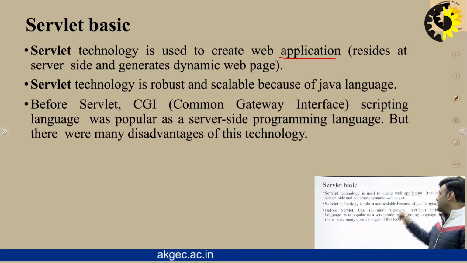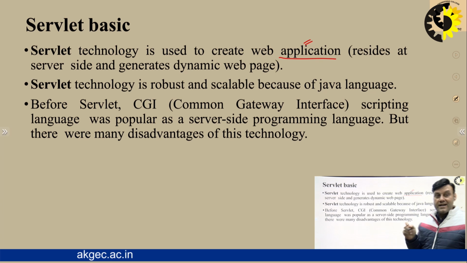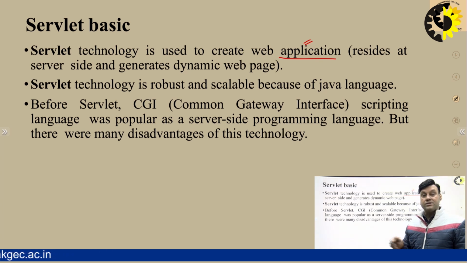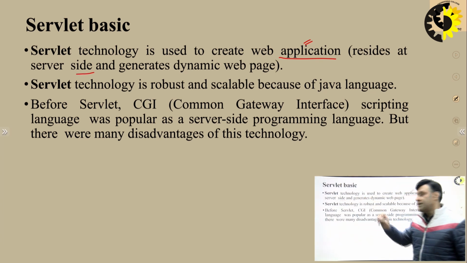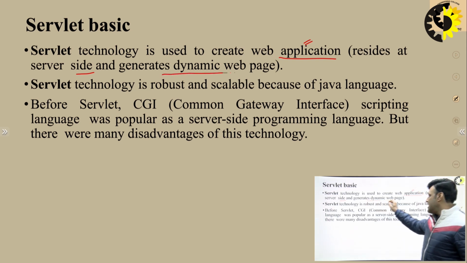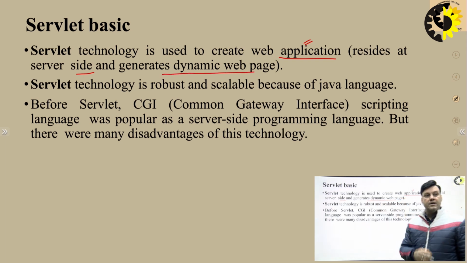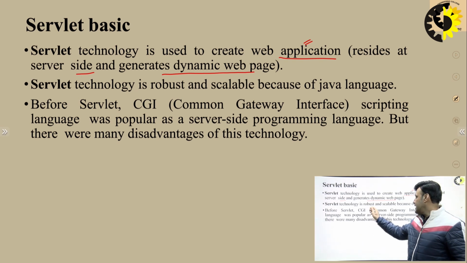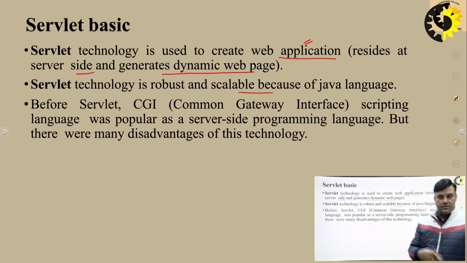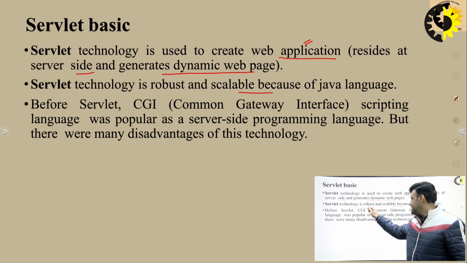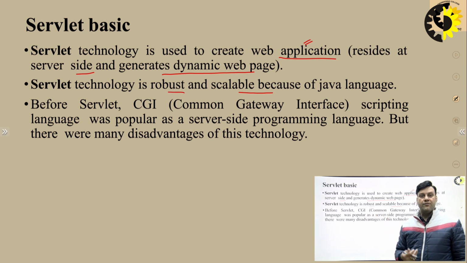So, we will create a web application, number one, and that web application is going to reside on the server side. This is important, okay. And after some time we are going to retrieve that information from the server. It means we will generate dynamic web pages, right. So, server technology is robust and scalable. Why have I used robust and scalable? Scalable and robust means we are using the Java language, okay.